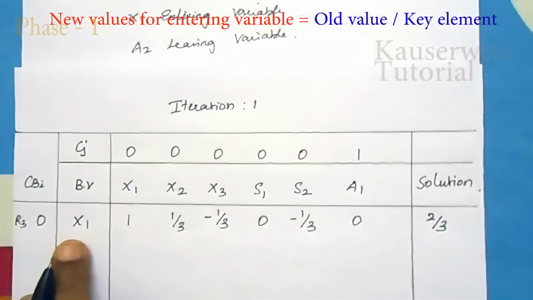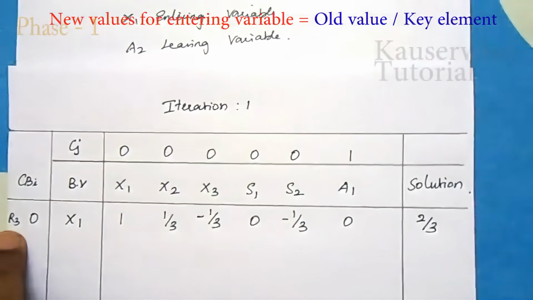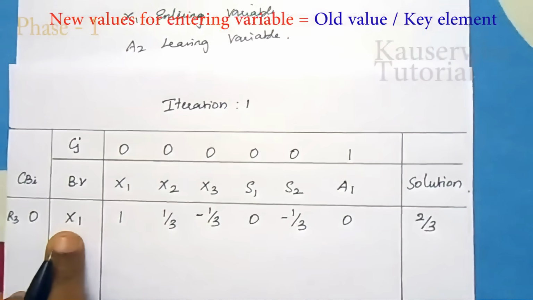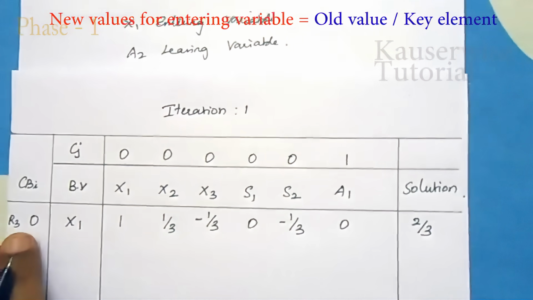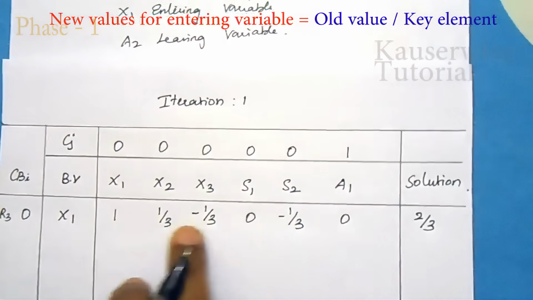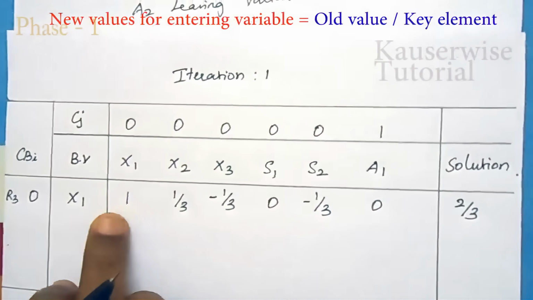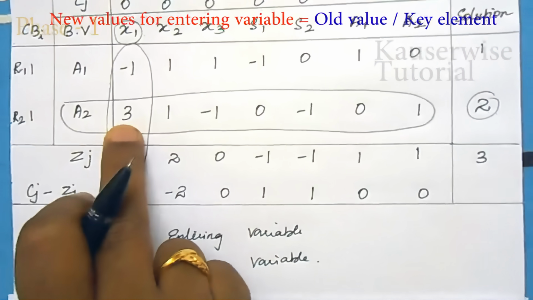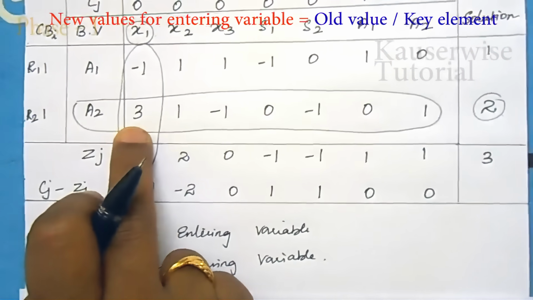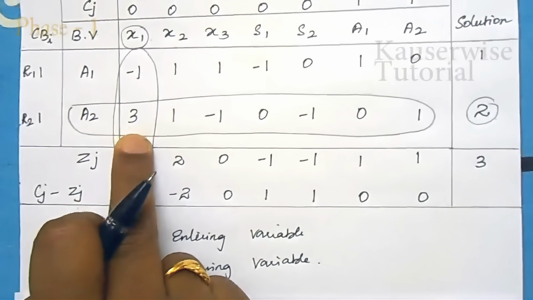Now we have got the new values for row 3. The entering variable is x1, its coefficient value is 0, and we found the new values with the help of the formula: old value divided by key element. Now we have to find the row 4 values.